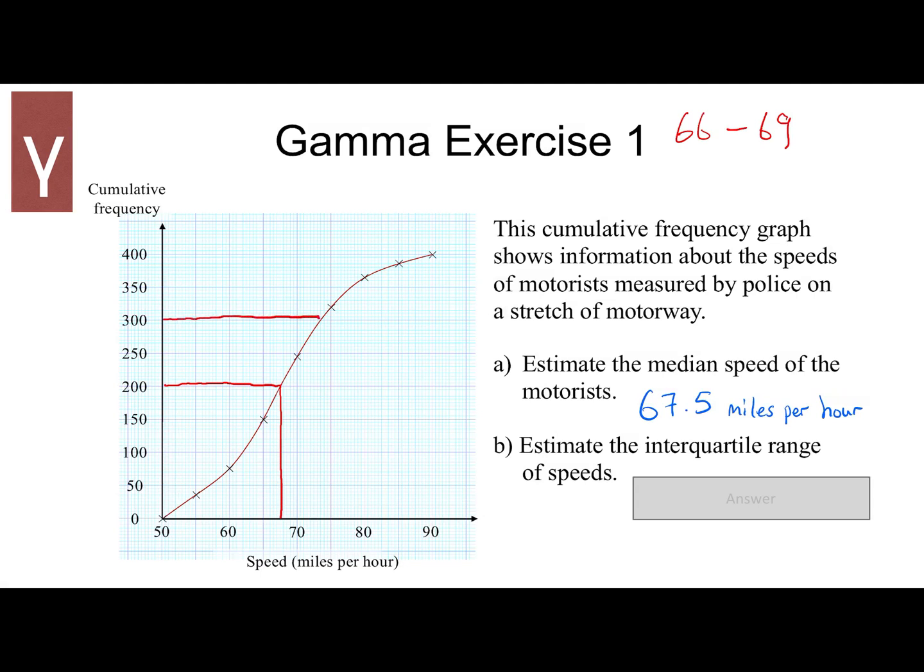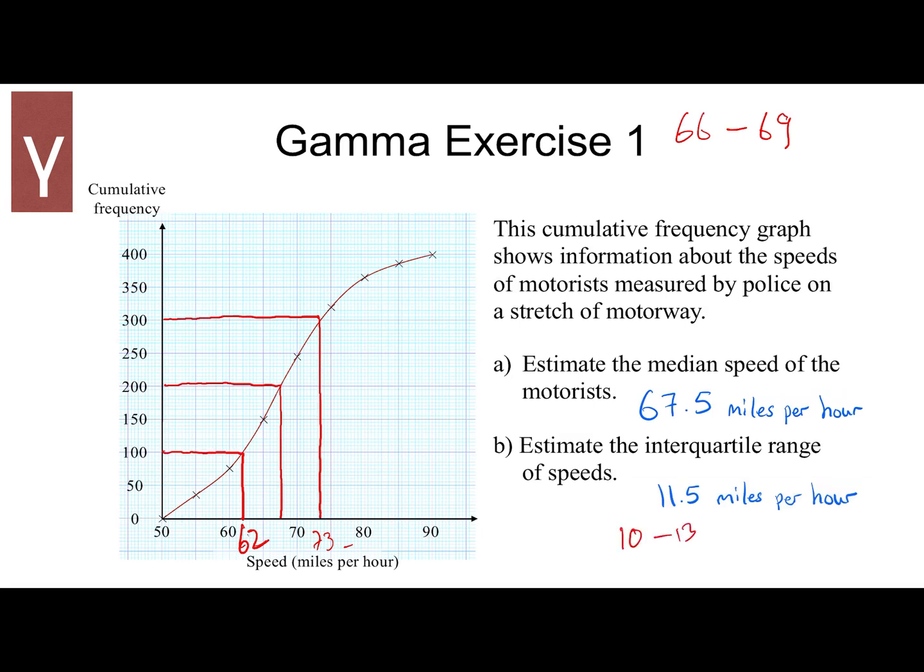So we need the upper quartile, which is 75% of 400, is 300. So read that off, and then 25% of 400 is 100. Read that off. So I'm thinking, what's that? That's about 73 and that's about 62. It's going to be about 11. Let's see what they say. Okay, they say 11.5. I'll get the right marks because they probably would have accepted something between 10 and 13. Just got to use the graph correctly. Okay?